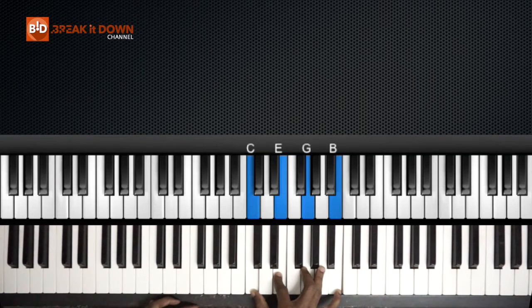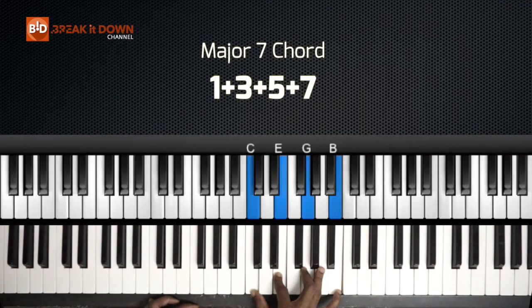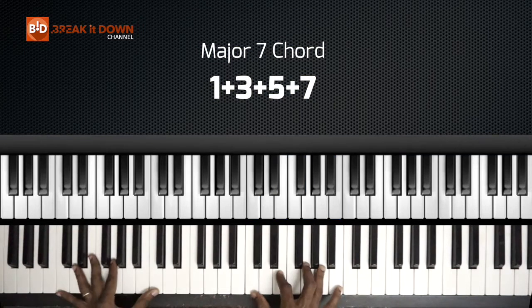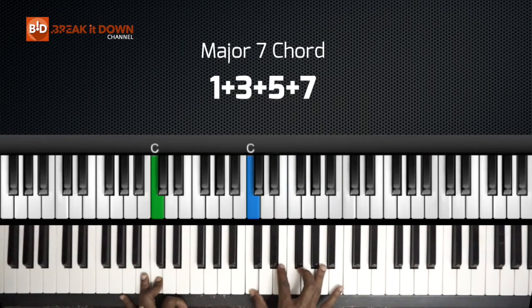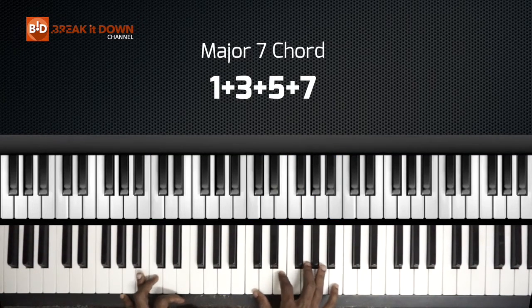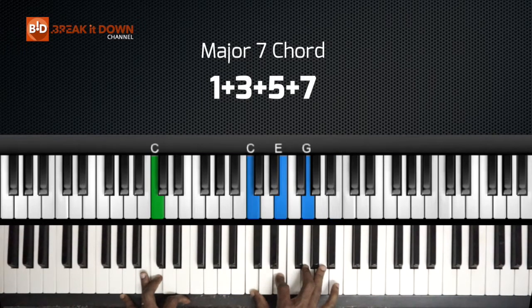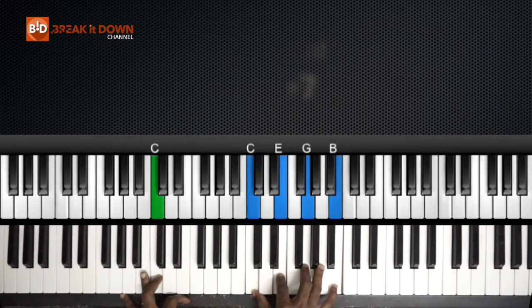So here we have what we call the C major seventh chord. So that's the 1, the 3, the 5, and the 7. That's known as a major chord because it has a 1, a 3, a 5, and a 7, which we also call a major 7.